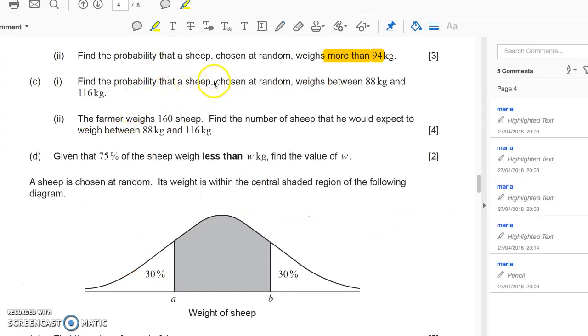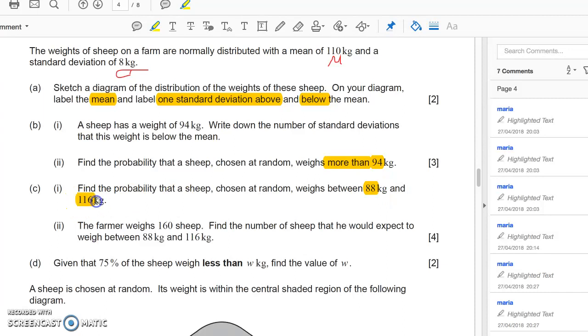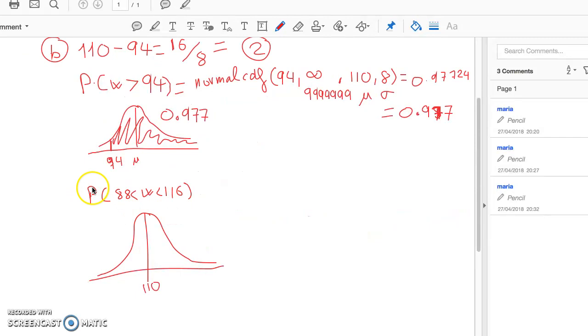Question C. Find the probability that a sheep chosen at random weighs between 88 and 116 kilos. So now I have the two values, the upper value and the lower value. I think that's even easier. So again, I write down the probability, but now my weight is between 116 and 88. I need to draw a schematic of the bell curve.